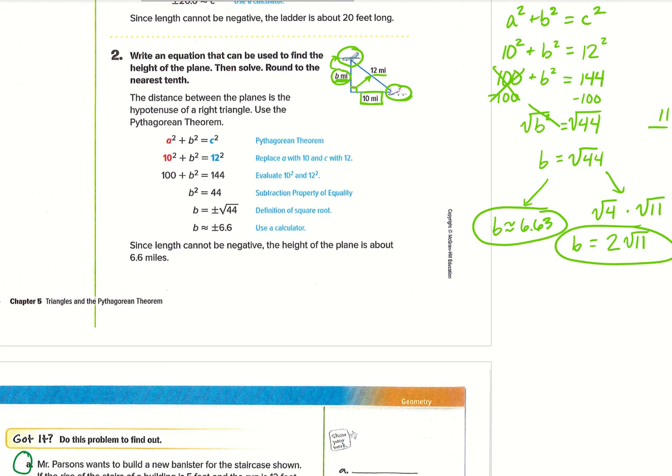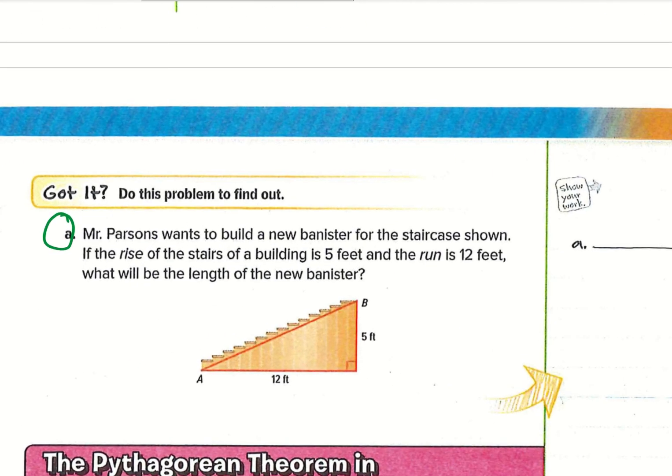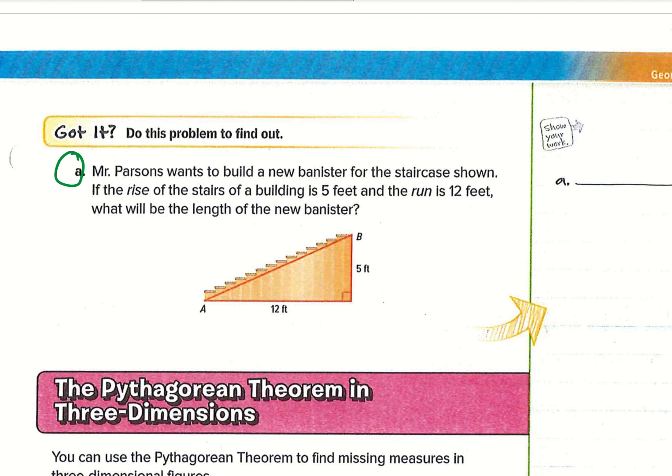What I want you to do now is go ahead and try out this Got It problem A right here on your own. This is a good problem as well. So give it a try, and then after that, we will move on. All right, so actually, once you have finished this Got It problem, that is going to be it for this video. The answer that you should get here for the length of the new banister, go ahead and try it on your own. I want you to make sure that you know how to get the work and everything, but the answer you should get is 13 feet.